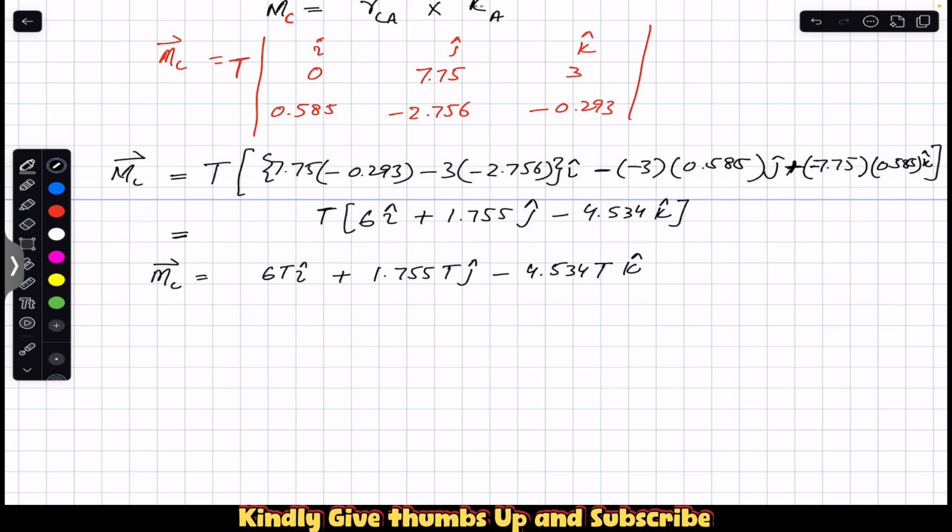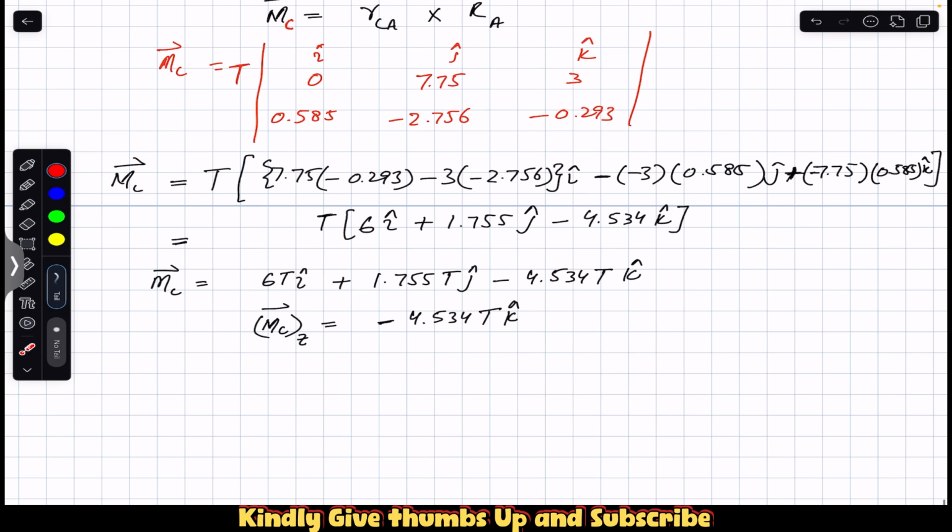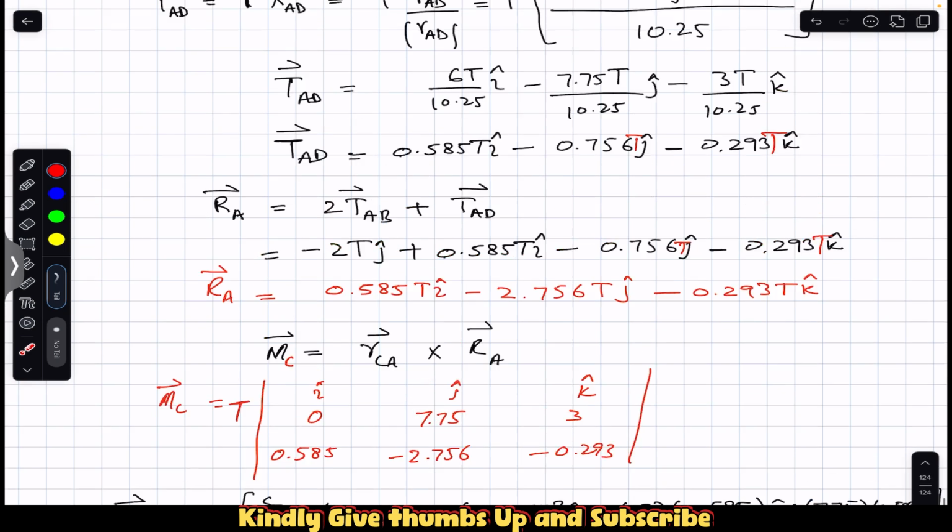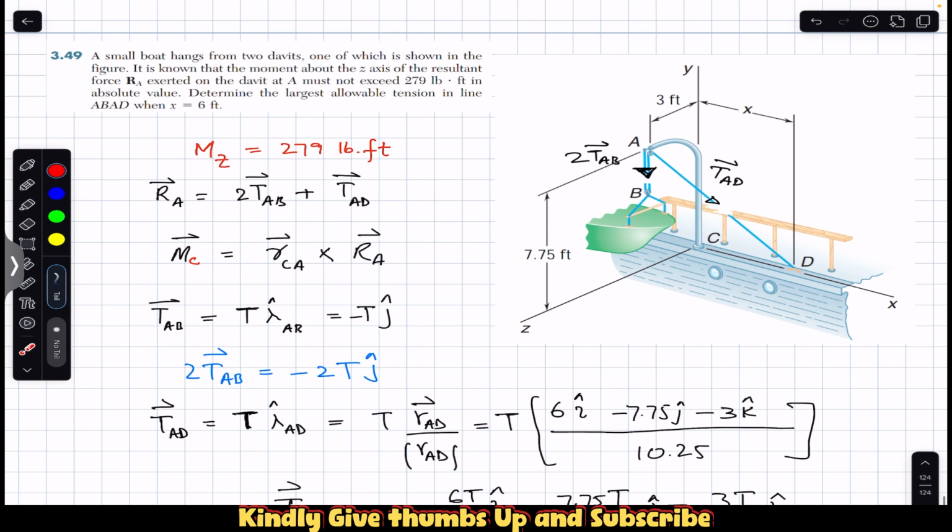Now the component of the moment about C along the z-axis is equal to minus 4.534 Tk. What does this mean? This is the moment about the z-axis, so the thumb must point in the negative z direction. So you can see that the moment about the z-axis is in this direction.